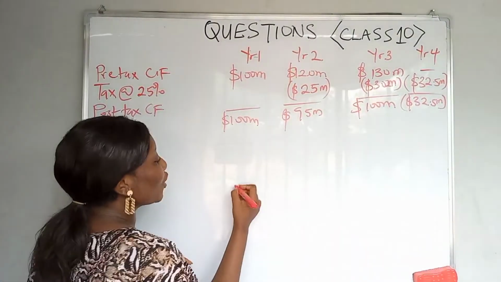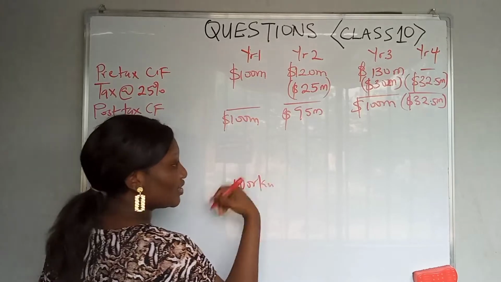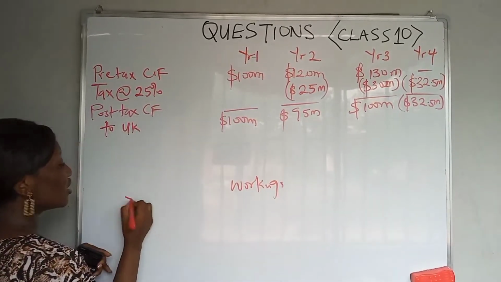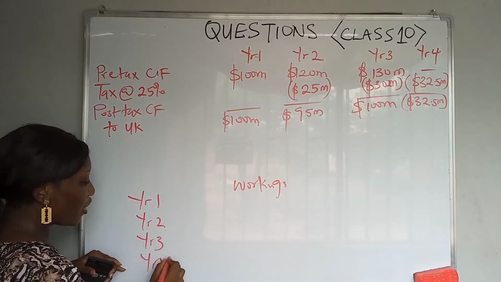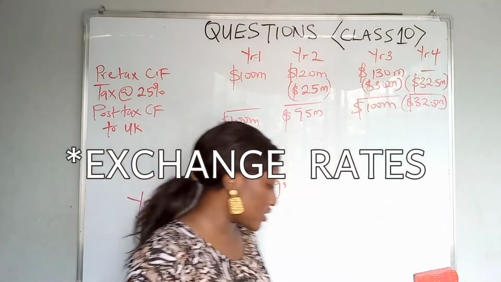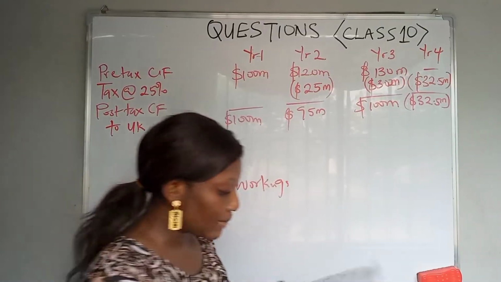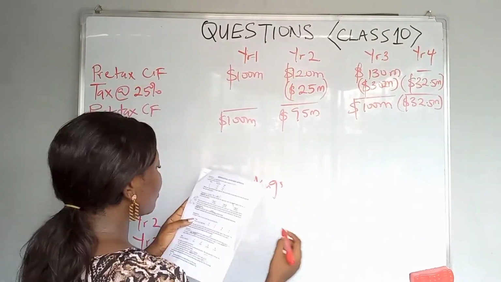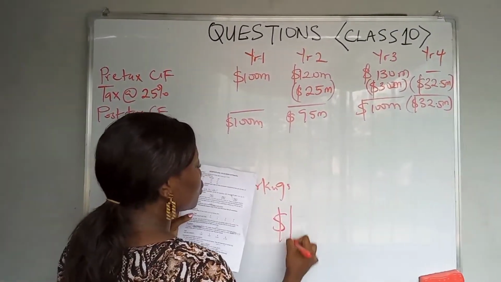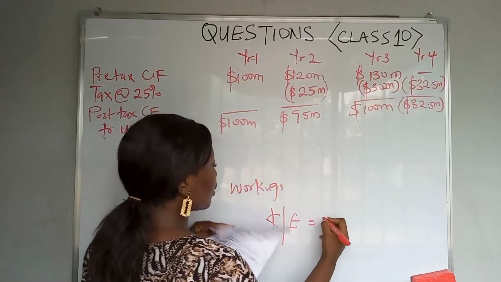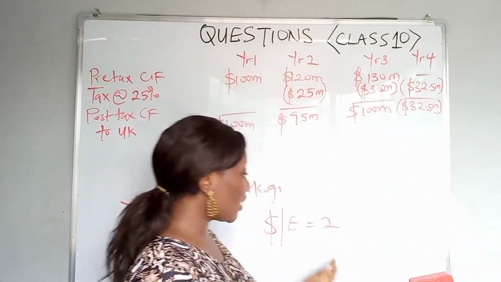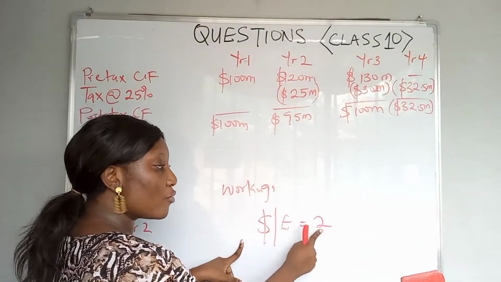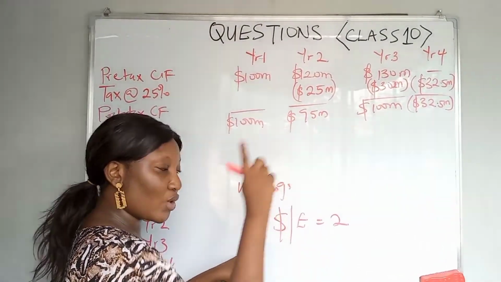So you quickly go to your workings note, you flip your page. I'll clean this one off, the one that has workings. So workings in year 1, year 2, year 3, year 4, because you need to know your what? Interest rate. Now what is your exchange rate today? They said that the current dollar to pound rate is what? 2. That is $2 equals £1. Of course, dollar is weaker than pounds because you have to give more dollars to get £1.